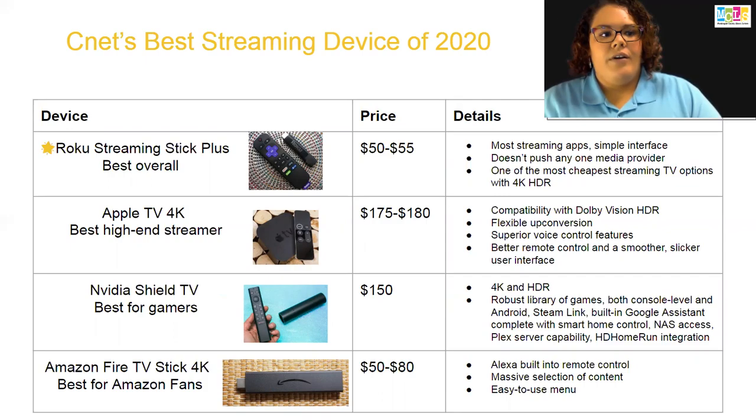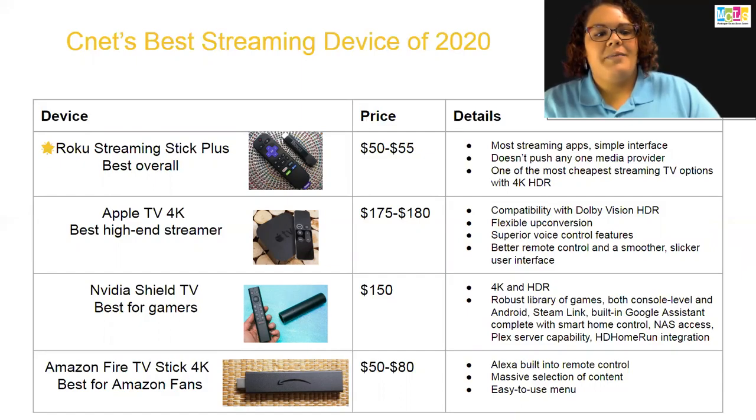Their best overall is the Roku Streaming Stick Plus. And that ranges from $50 to $55 depending on where you get it from. So they're saying that this streaming device has the most streaming apps, and it has a very simple interface, which is good because when the interface is confusing and hard to navigate and you can't really find what you're looking for, it can be very frustrating. I'm sure many people can understand that.